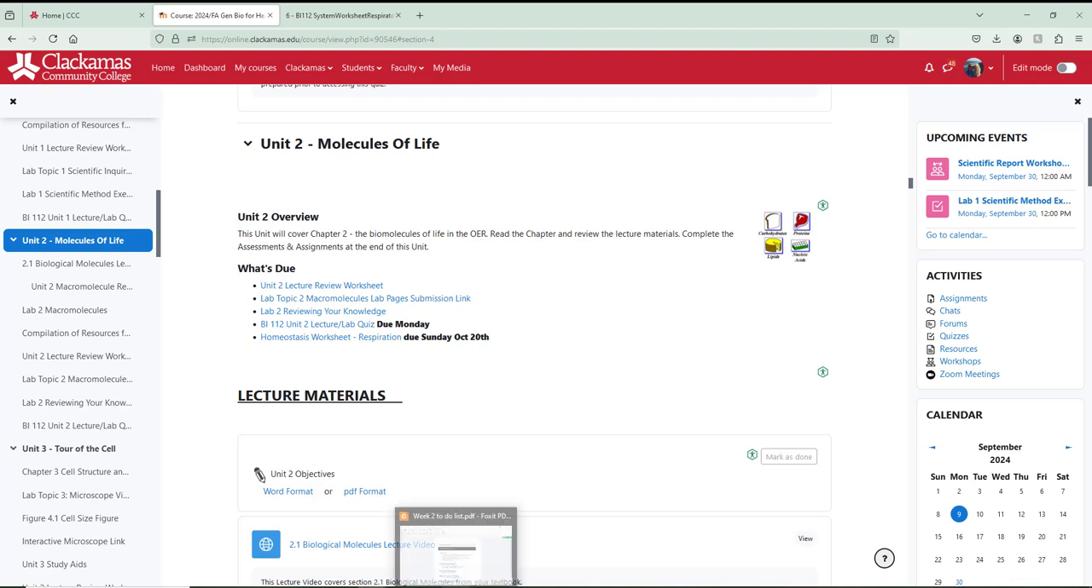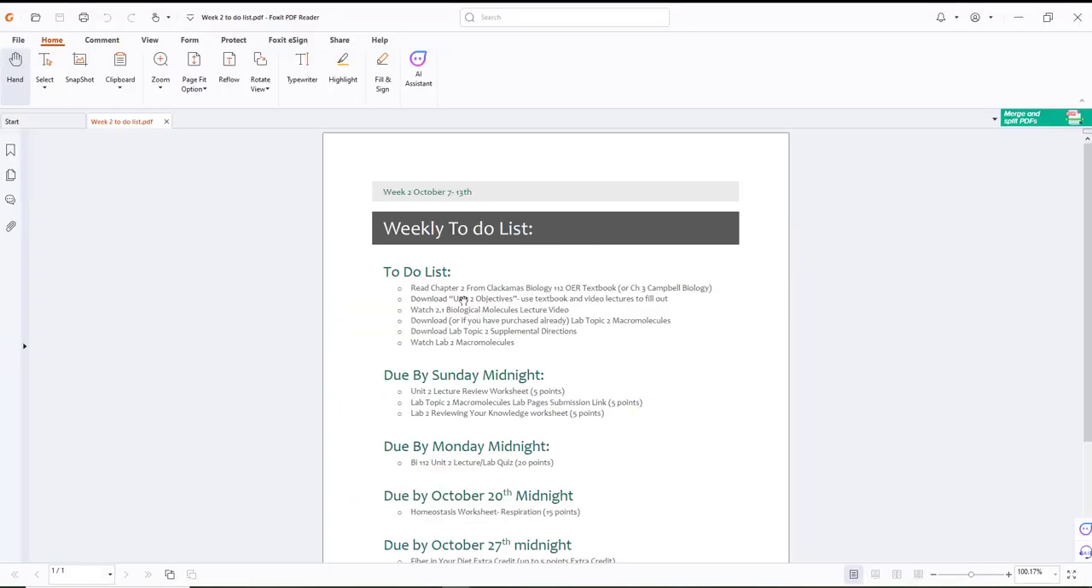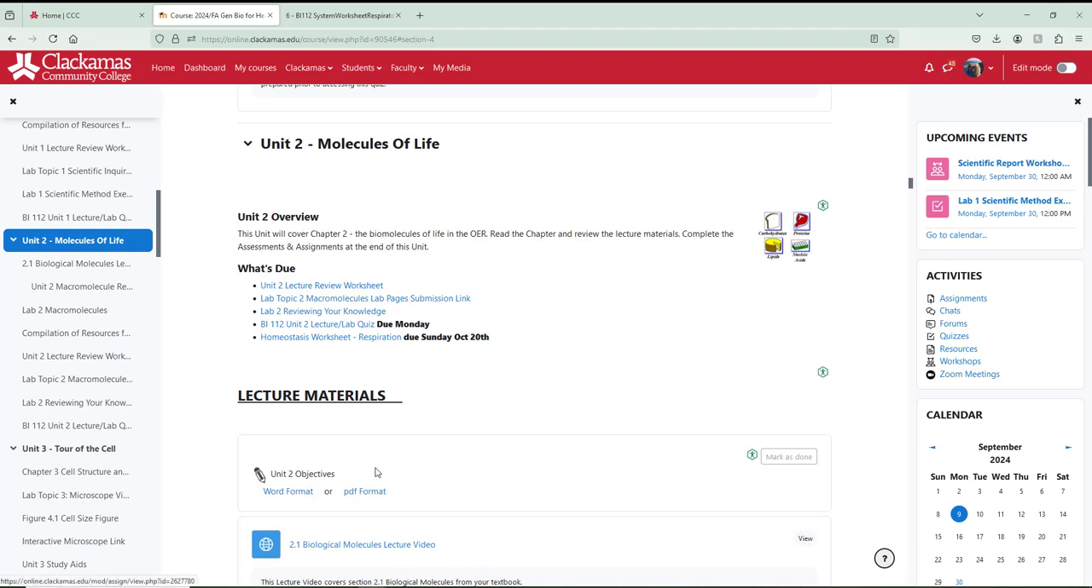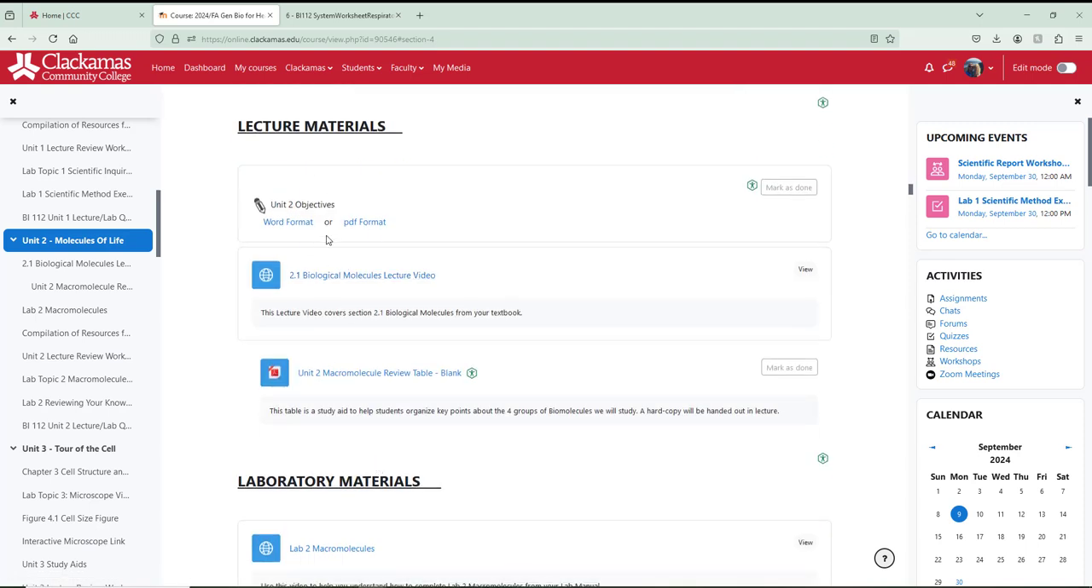Okay, so I'm going to get out our to-do list. From our to-do list this week, make sure you do read chapter 2 from your Clackamas Biology OpenStax textbook. It's chapter 3 from Campbell Biology. There is only one section for chapter 2, so you only have one lecture video for chapter 2. So it's a lot easier this week. You have your Unit 2 objectives, and then one video that's involved. I think it's a kind of a long video though, because it covers quite a bit of information.